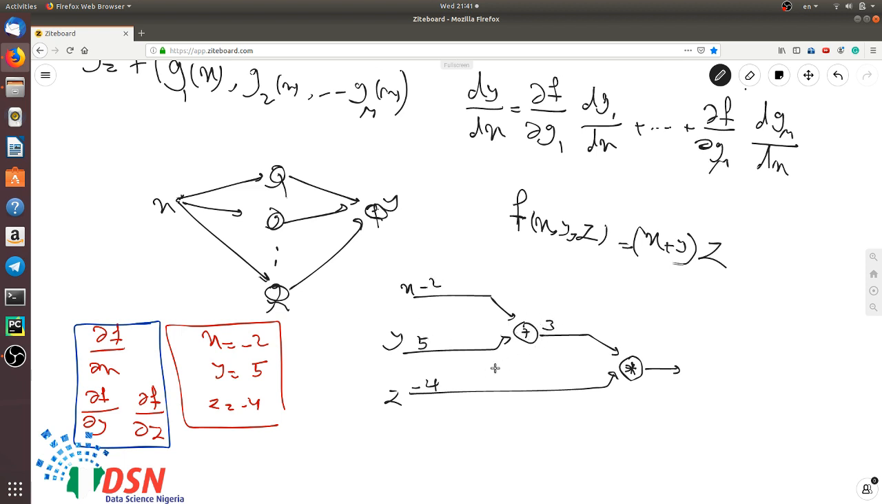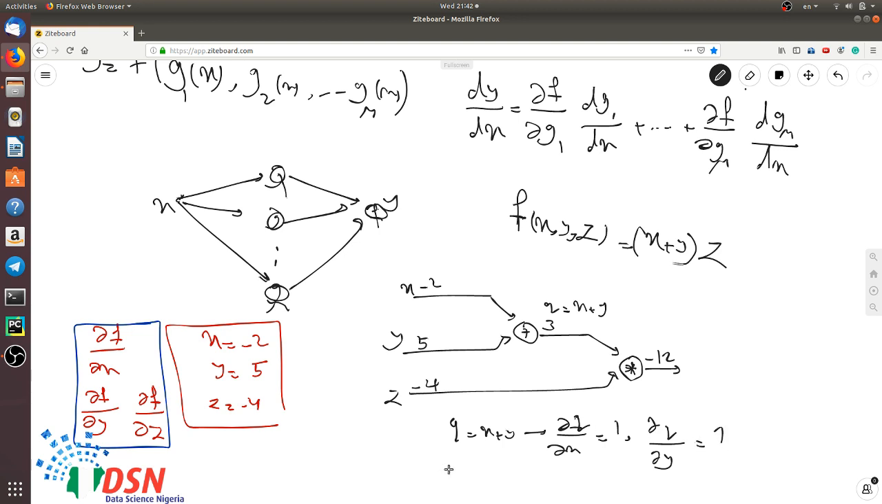So we have 3 in here. After that we have 3 and -4 multiplied together, then we have -12 in here. Okay, let's call it q in here. The q is x plus y. Okay, so we know that q is x plus y, so the derivative of q with respect to x is 1, and with respect to y is also 1.